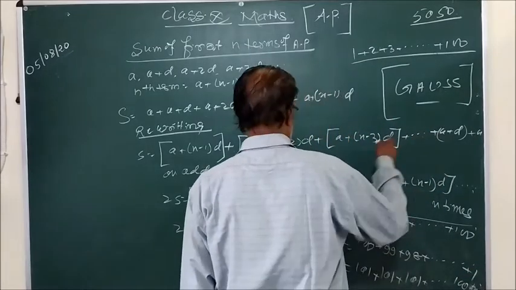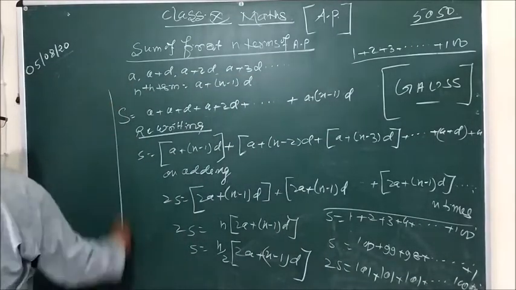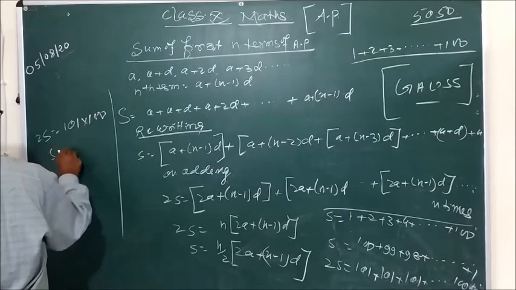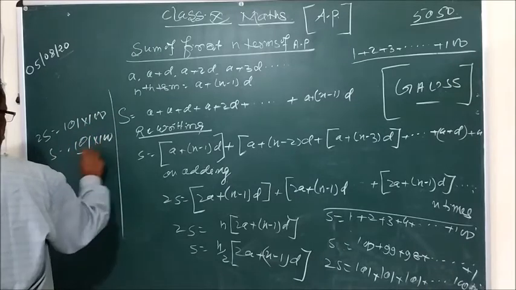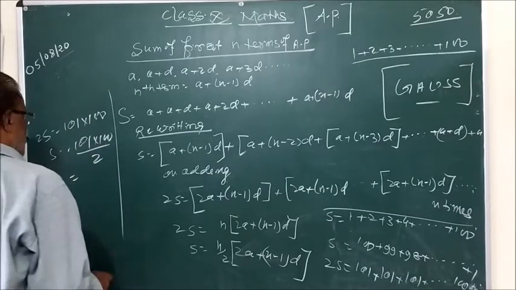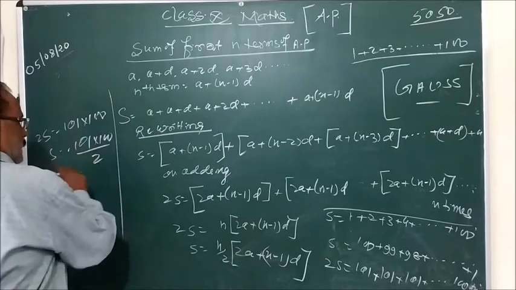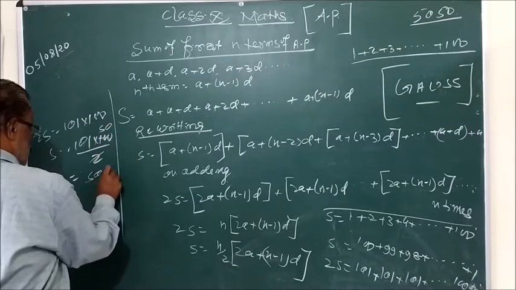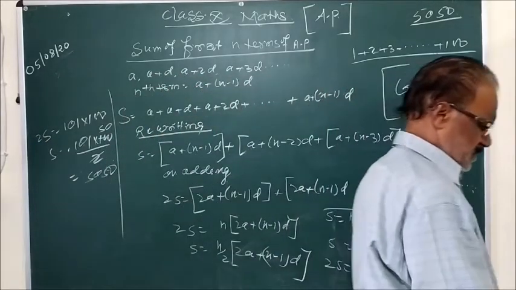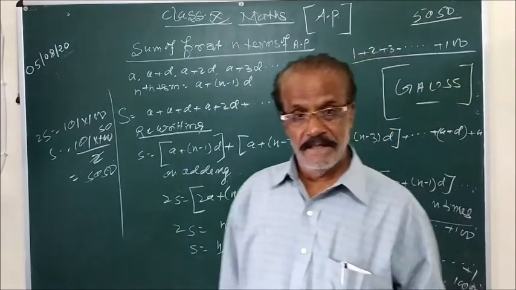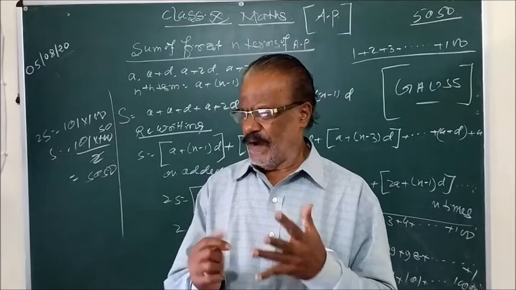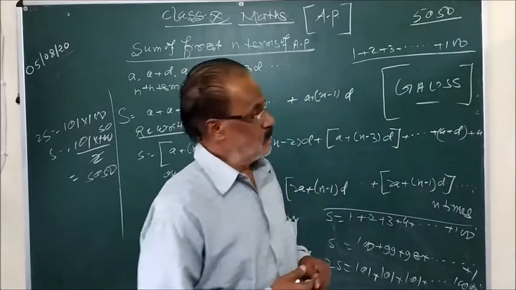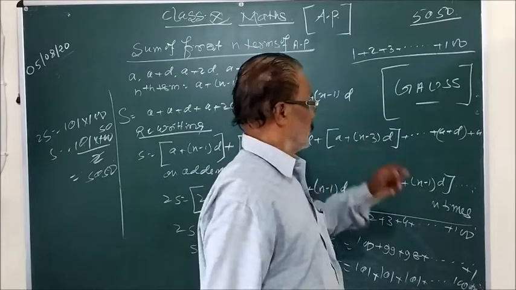So it will be like this: 2S is equal to 101 into 100. S is equal to 101 into 100 by 2. So we take 100 and the next number 101, divided by 2, and we got this. And he predicted that this method would be very famous in mathematics, and later he became a prominent mathematician. Today we know him as Gauss.